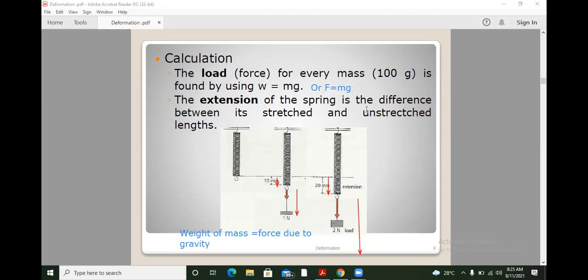The extension of the spring is the difference between its stretched and unstretched length. You can see the difference, a major difference, between a spring without any force and a spring with different forces. So you can see that there is a gradual change, a linear change. How much load you have added, there is a gradual change in the length as well. Is that clear, everybody?